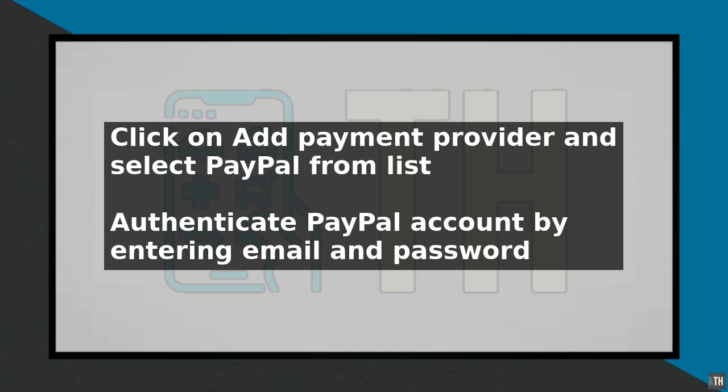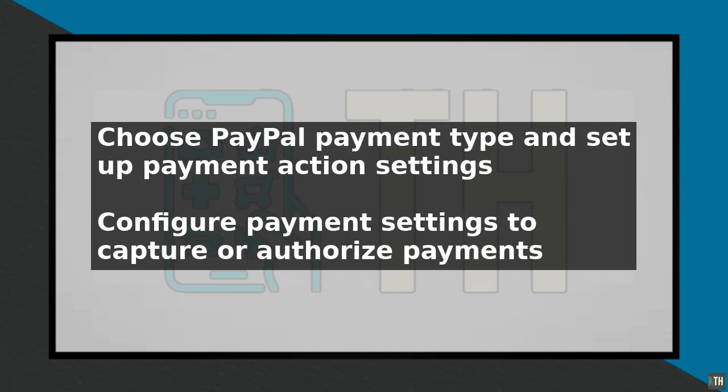Click on Edit to configure the PayPal payment settings. In the PayPal settings, you can choose the type of PayPal payment you want to accept, such as PayPal Express Checkout or PayPal Payments Standard. You can also set up the payment action, which determines how the payment is processed. Choose Capture to capture the payment immediately or Authorize to authorize the payment for later.